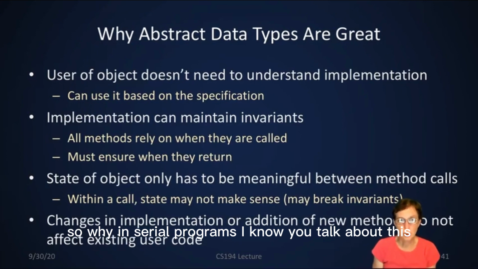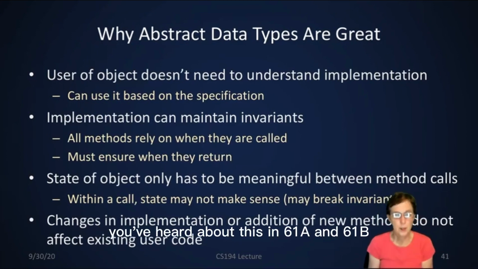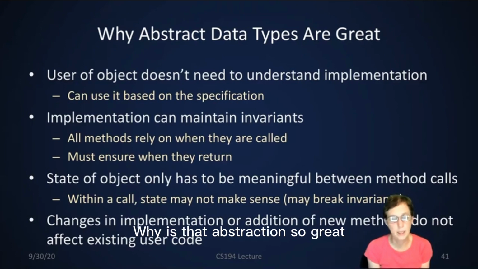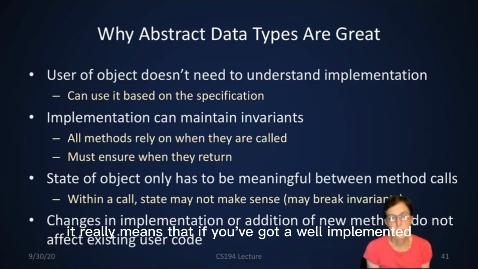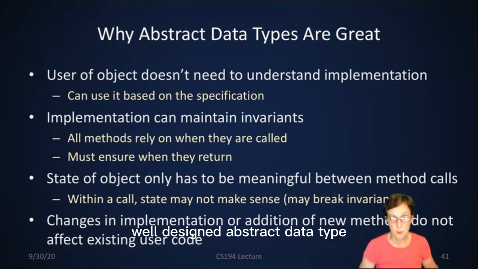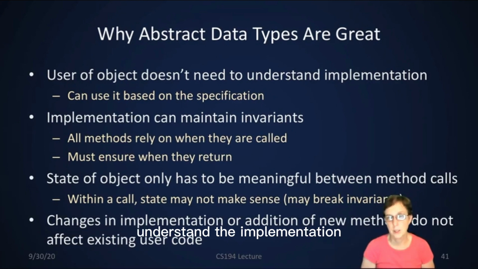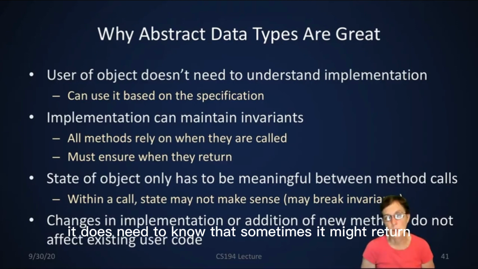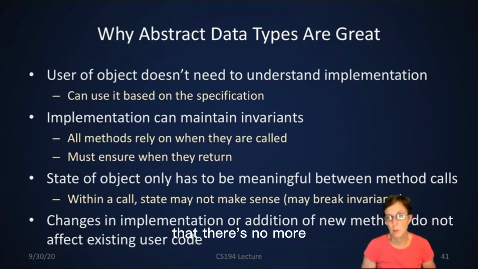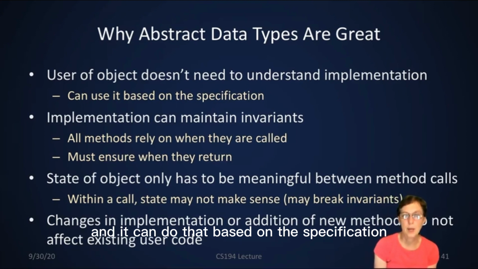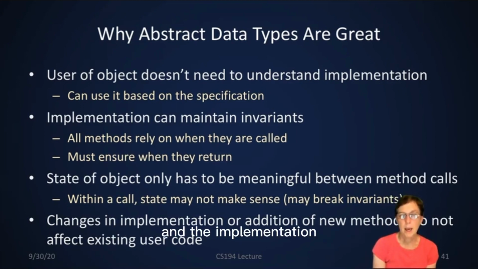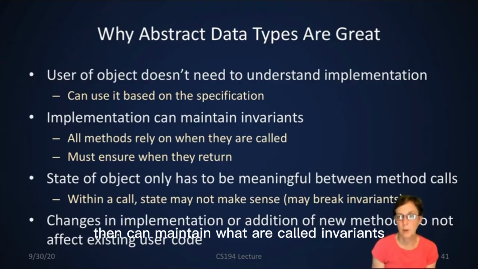So why in serial programs, I know you've heard about this in 61A and in 61B, why is abstraction so great, in particular data abstraction? Because it really means that if you've got a well-implemented, well-designed abstract data type, the user of objects of that type doesn't need to understand the implementation, doesn't need to know that there's 2 pointers, doesn't need to know exactly what the capacity is. It does need to know that sometimes it might return that there's no more space in the queue, and it can do that based on the specification. And the implementation then can maintain what are called invariants.